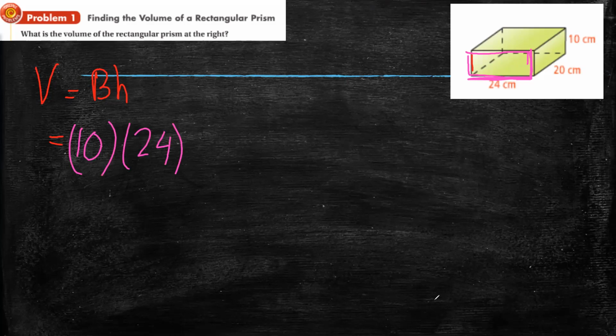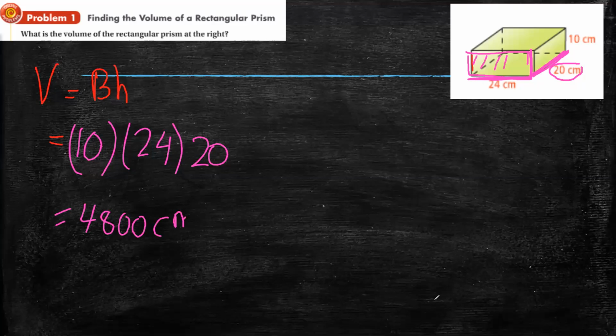Now, this is my base. I will look at an altitude that is perpendicular on the base, which is 20. So now the volume is 20 times 10, which is 200, times 24. Can't I say that the height is 10? No, here I told you this is your base, so this is what the height will be. It must be perpendicular on the base. So here it is 4,800 cubic centimeters.